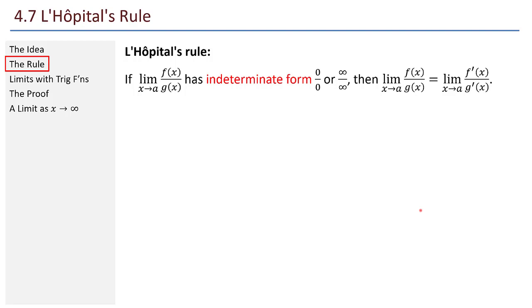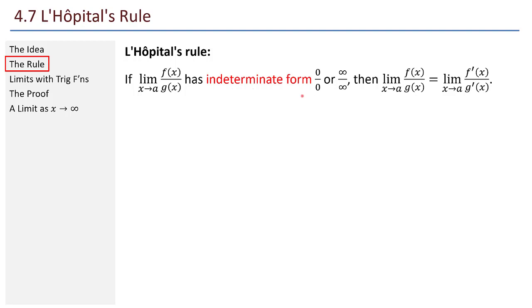Here is the statement of L'Hopital's rule. If the limit as x goes to a of f of x over g of x has indeterminate form 0 over 0 or infinity over infinity, then the limit as x goes to a of f of x over g of x equals the limit as x goes to a of f prime of x over g prime of x.